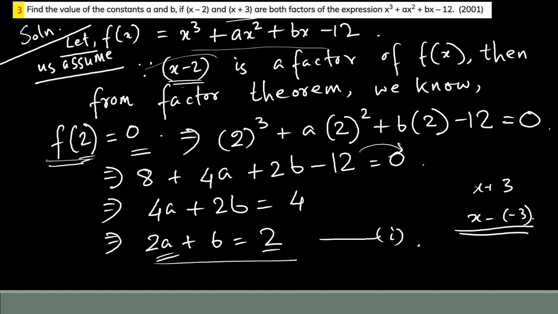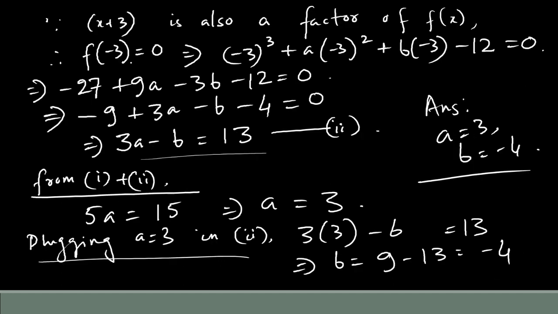So if x - alpha is a factor of this expression f(x), then the remainder should be f(alpha), right? And here alpha is -3. Since x - (-3) is a factor, f(-3) is equal to 0. So this is what we did here. Hope you understood it. Still, I'll say one more time, f(-3) = 0. So from here you found what a is and what b is.